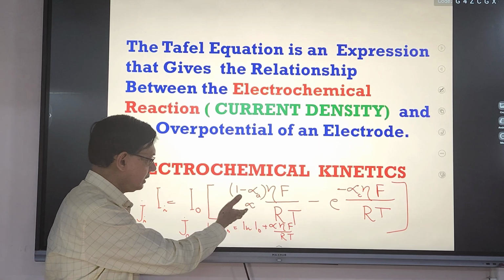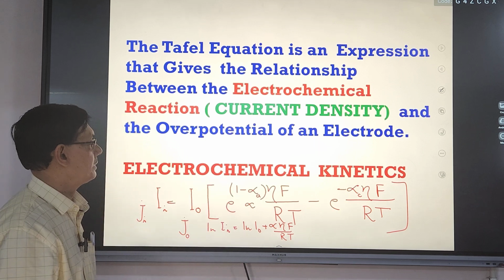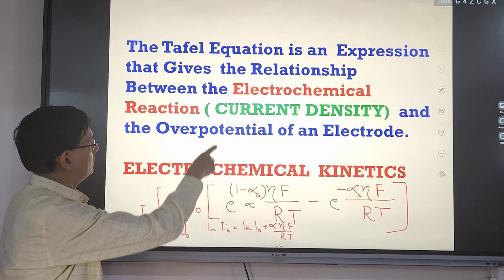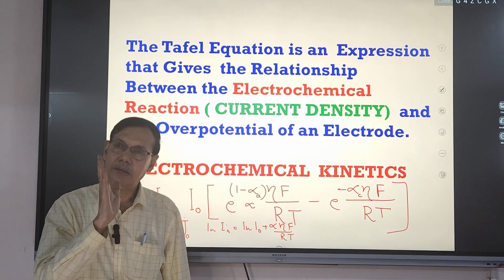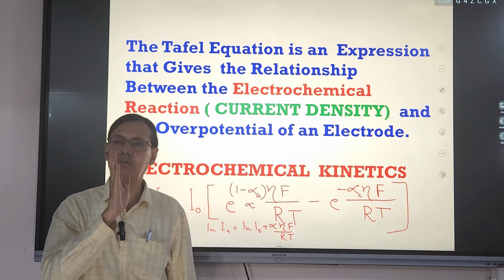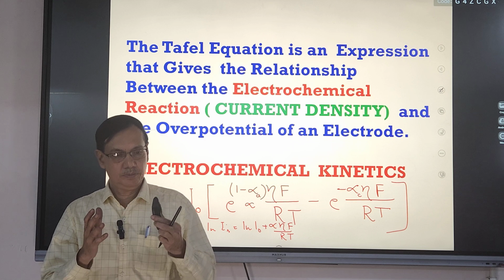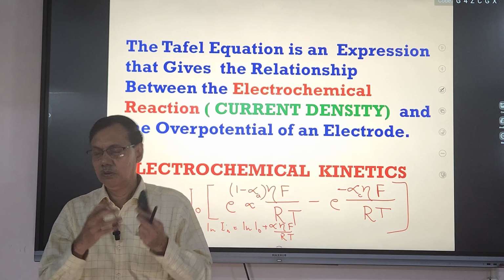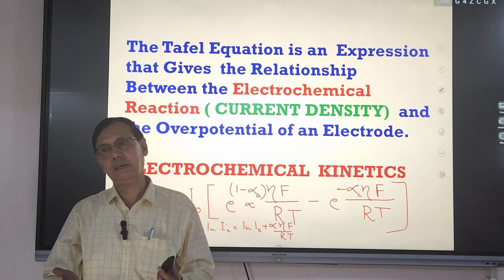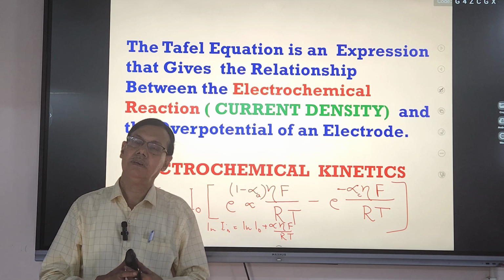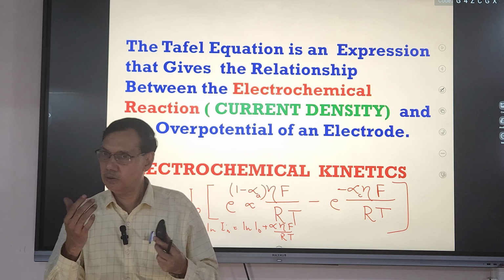In one sentence, the Tafel plot is very simple, but why am I concentrating on these two aspects? One is electrochemical reactions, because whenever you are talking about the exchange of current, we must be concerned about the interface, electrode and electrolyte. And you all know what is oxidation, what is reduction, where oxidation takes place, where reduction takes place, what is current, flow of charges, all these things.